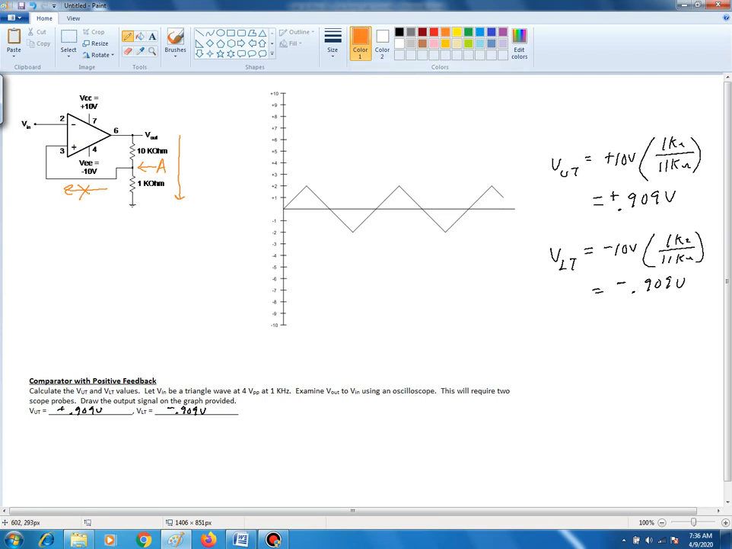What we can do next is to place those two crossing points, or we could just draw lines, which would be something like this. We could draw a line at positive 0.9 volts, which would be right about right there. And we could also draw another line at negative 0.9 volts, which would be somewhere about right there.